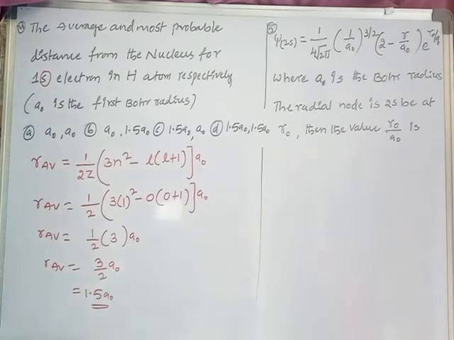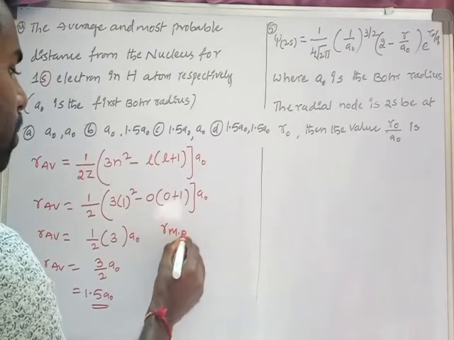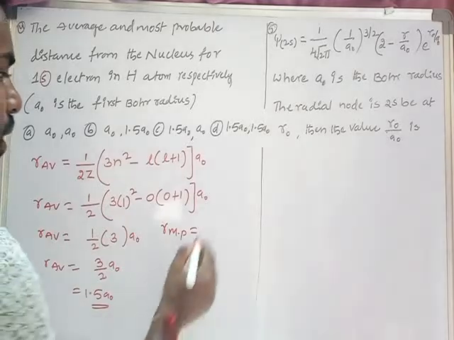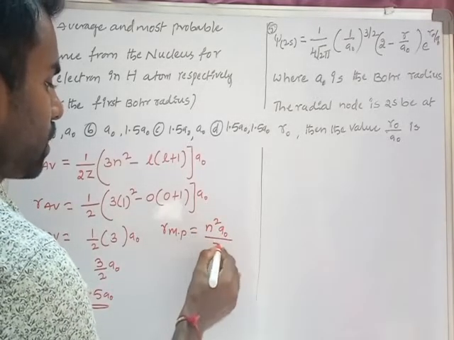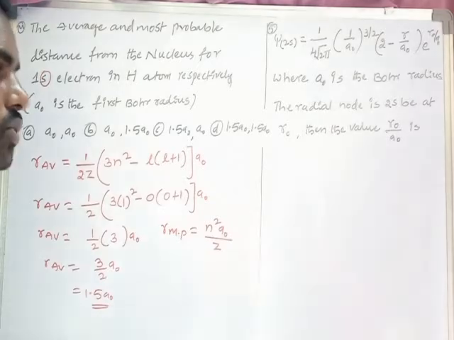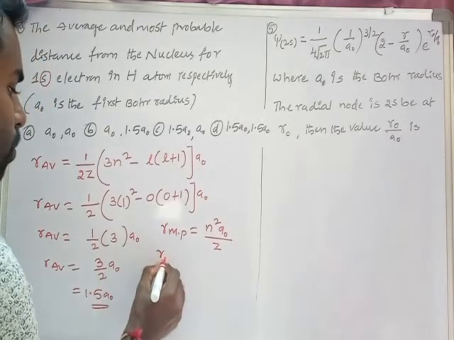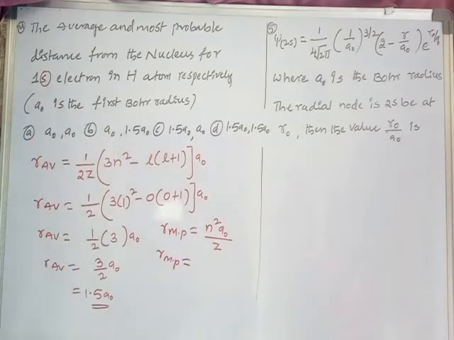Next, most probable distance. Most probable distance equals the direct formula n square a naught by Z. Why? Because here a naught they have given. Otherwise we can take 0.529 into n square by Z. Now most probable distance, n is the principal quantum number. How much is there? 1.